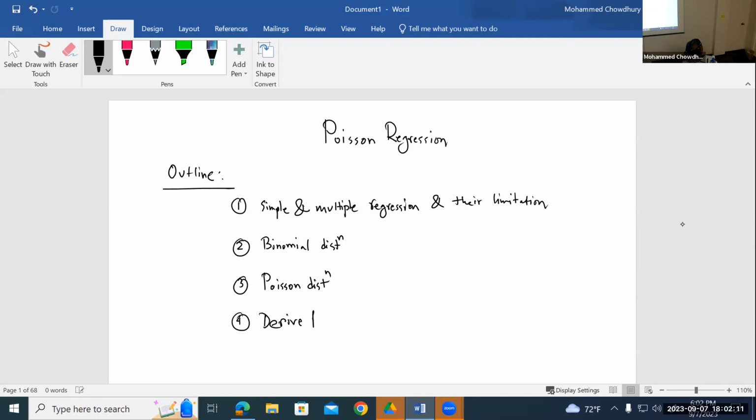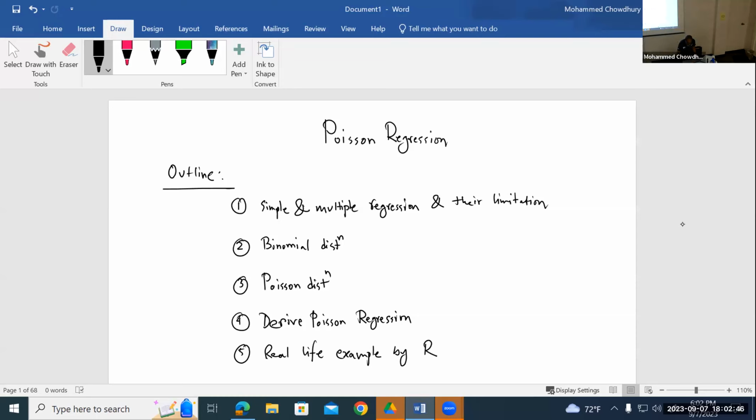Derive Poisson regression. And finally, fifth one, application, a real life example or application by R. These are the five main topics. It will take me almost 2 hours 30 minutes or 2 hours 45 minutes. Okay. So let me start.